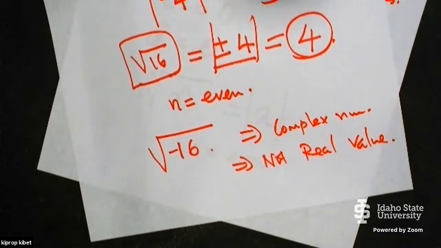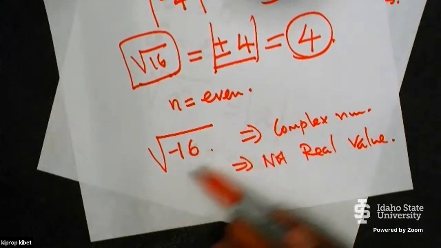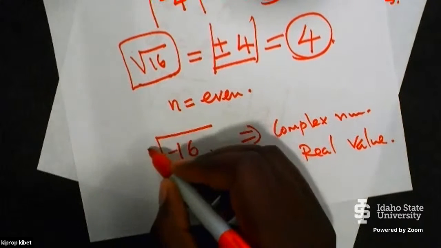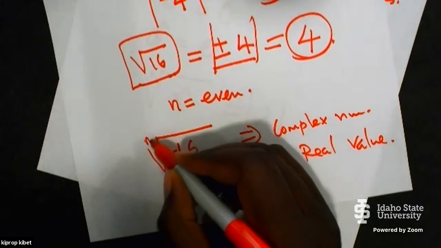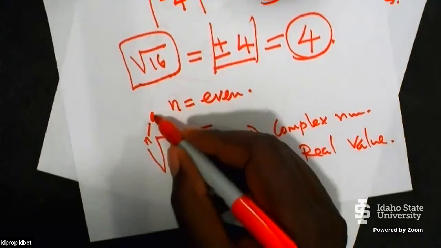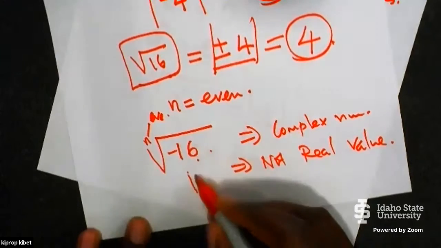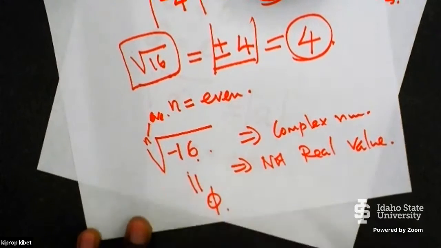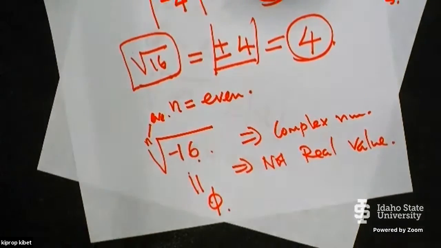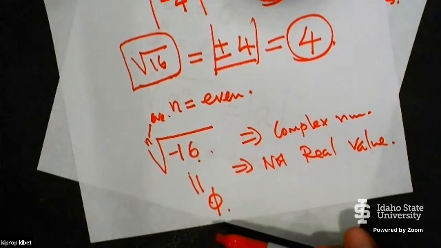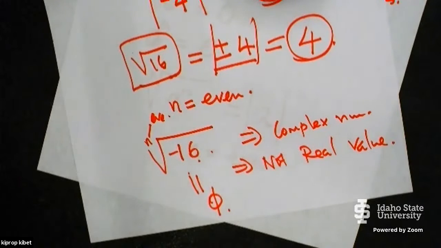So in Moodle, you can be asked if you're given the square root of this, and the value of n here is even. So when the value of n is even, and this is negative, then you put what? You put the empty set. So that is, we cannot get it. So we cannot get the real values of this.